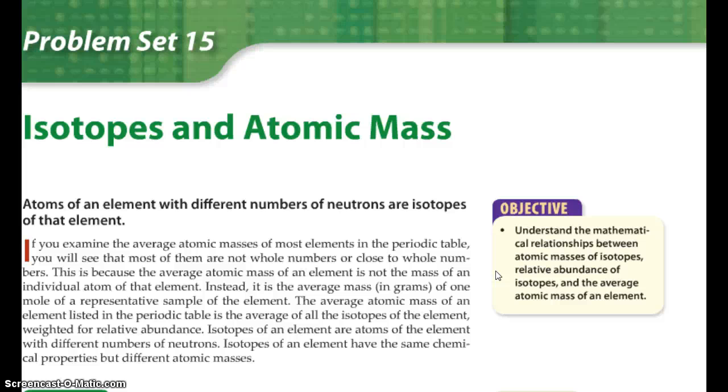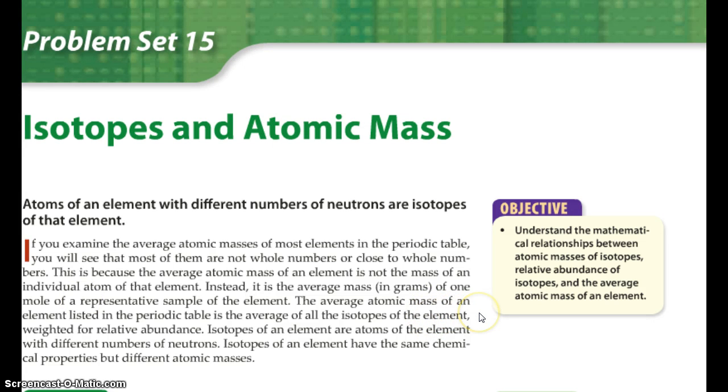If you examine the average atomic masses of most elements in the periodic table, you will see that most of them are not whole numbers or close to whole numbers. This is because the average atomic mass of an element is not the mass of an individual atom of that element. Instead, it's the average mass in grams of 1 mole of a respective sample of an element. A mole is amount, like how a dozen means 12. A mole means we had 6.022 times 10 to the 23rd atoms.